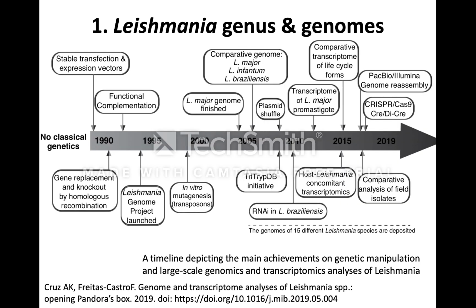Let's look at an overview of the history of Leishmania genetics. You can see more about this in a paper by Cruz and Freitas Castro on genome and transcriptome analysis of Leishmania species down here. Taken from this project, we see that the Leishmania Genome Project was launched in about 1994, which culminated in the Leishmania genome being finished in about 2004. In the following year, the comparative genomics of Leishmania major, Leishmania infantum, and Leishmania braziliensis was published. So this is really a step change in the whole area of Leishmania genetics.